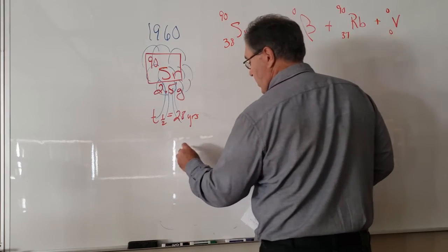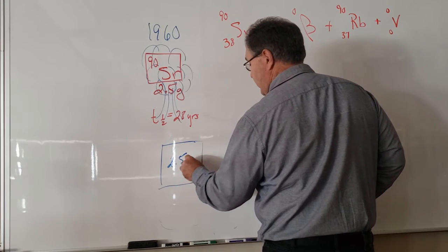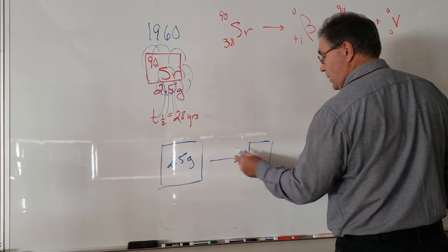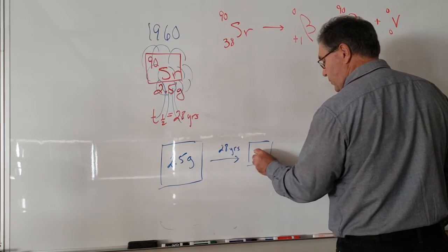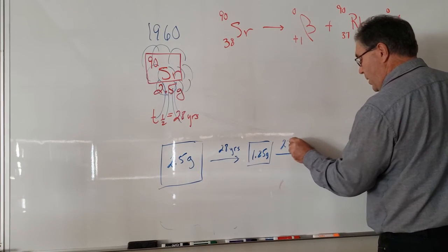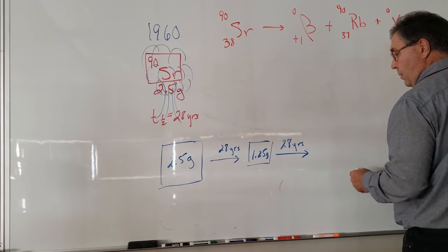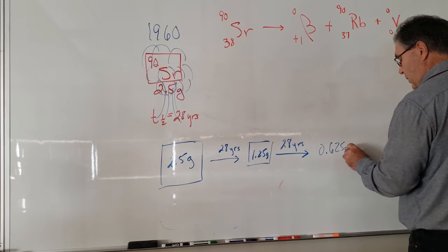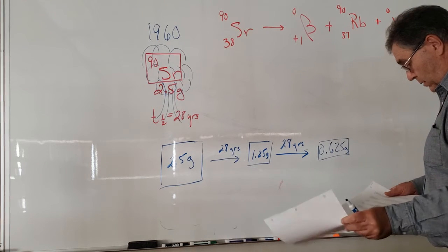I'm going to start out with my original 2.5 gram sample of strontium 90. 28 years later, it's going to be smaller. Half of that, as a matter of fact, every 28 years, it's cut in half, so this is 1.25 grams. Another 28 years go by, another half-life, and this gets cut in half again. Well, what's half of 1.25? It's going to be 0.625 grams. It's even smaller. Now this is as far as we need to go.